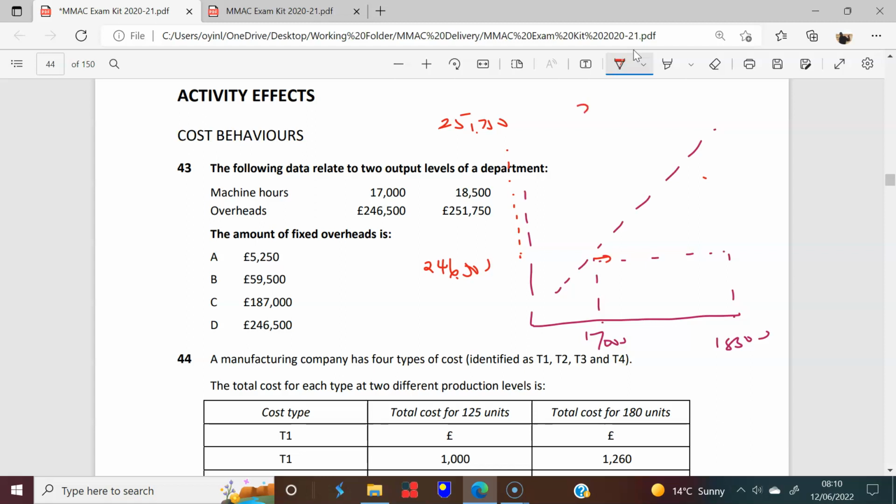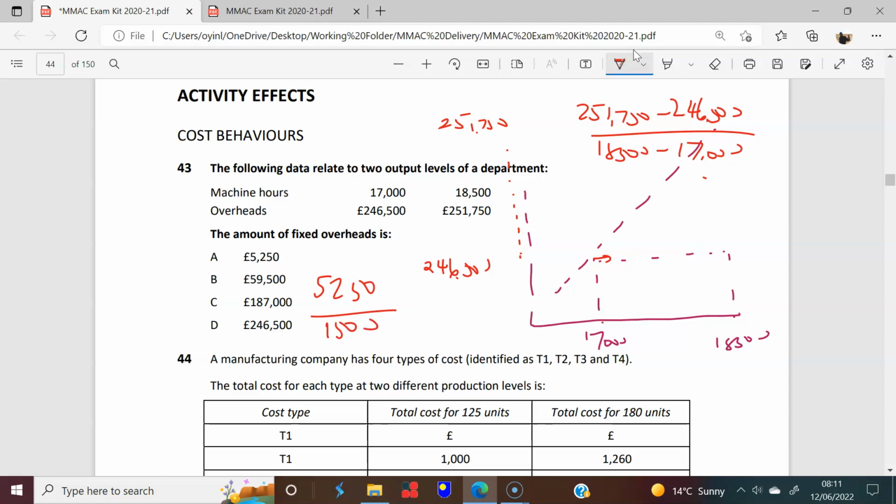So we're saying that we have 251,750 minus 246,500, when we go 18,500 minus 17,000. When we go from 17,000 to 18,500, we go from 246 to 251. This is what the high-low method is fundamentally about. So let's find these differences. So we have 251,750 minus 246,500. So that's 5,250 divided by 18,500 minus 17,000, which is 1,500.